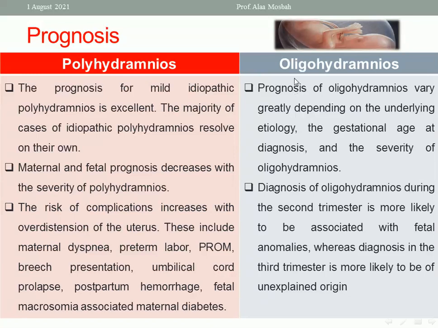What about oligohydramnios? On the other side, the prognosis of oligohydramnios varies greatly depending on the underlying etiology, the gestational age at diagnosis, and the severity of oligohydramnios. It determines whether you can continue the pregnancy or not, and what the underlying etiology is. So it is very important. Diagnosis of oligohydramnios during the second trimester is more likely to be associated with fetal anomalies, whereas diagnosis in the third trimester is more likely to be of unexplained origin.